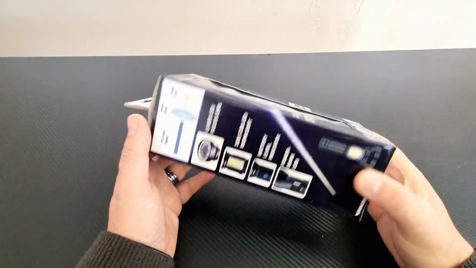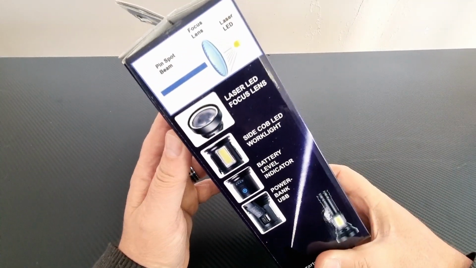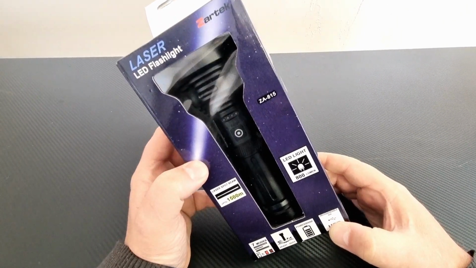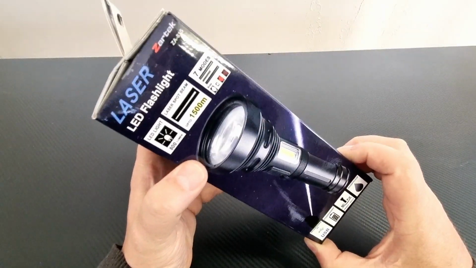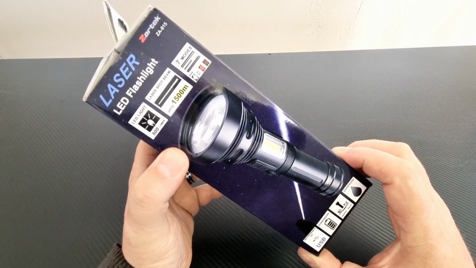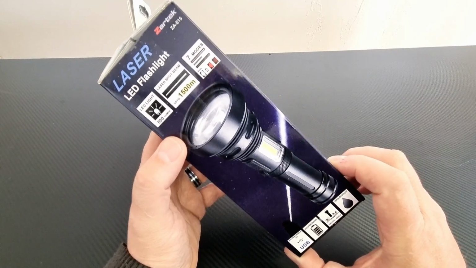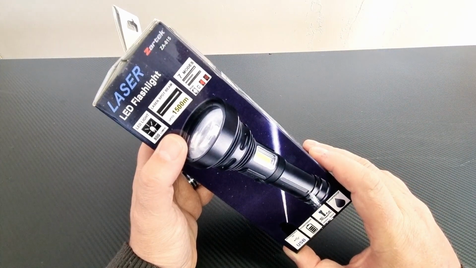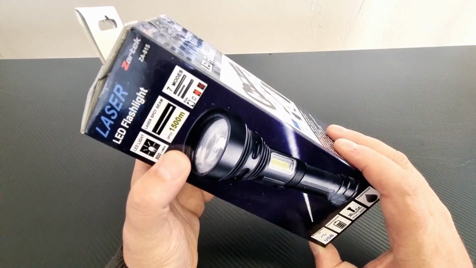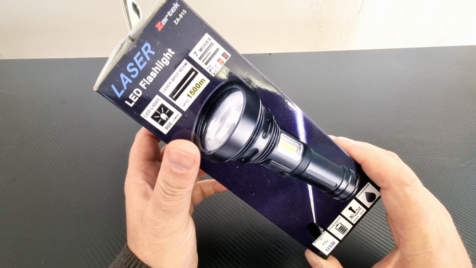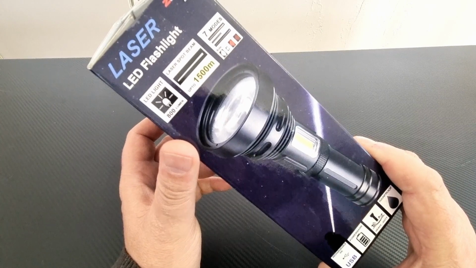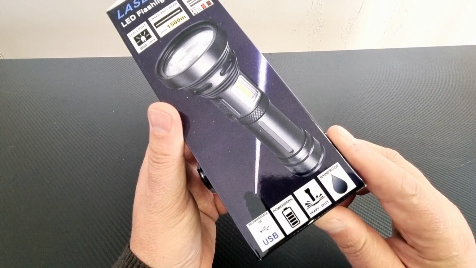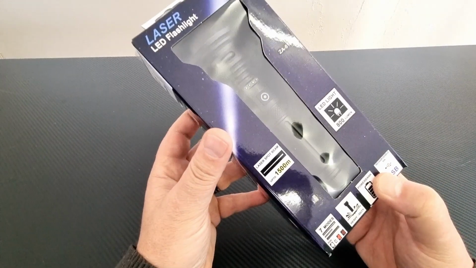Okay, so today we will be having a look at another Zartek product. And yes, let's see, this is the Za-815 flashlight, and it says it's got a beam that's 1500 meters. Yes, and it's got 7 modes. It has an 800 lumen torch. It is a power bank. It's USB chargeable, and it's waterproof and shockproof.